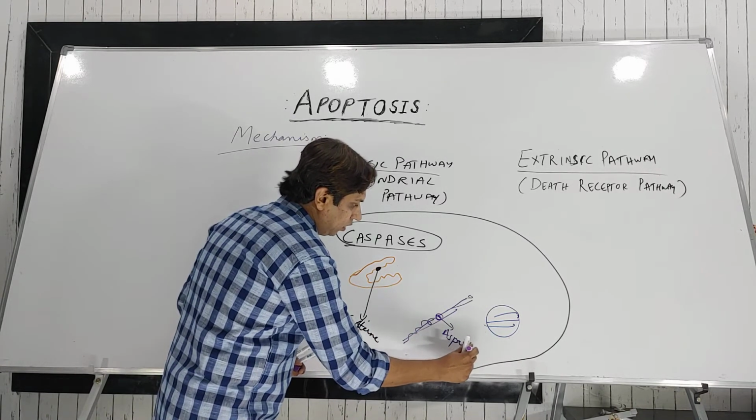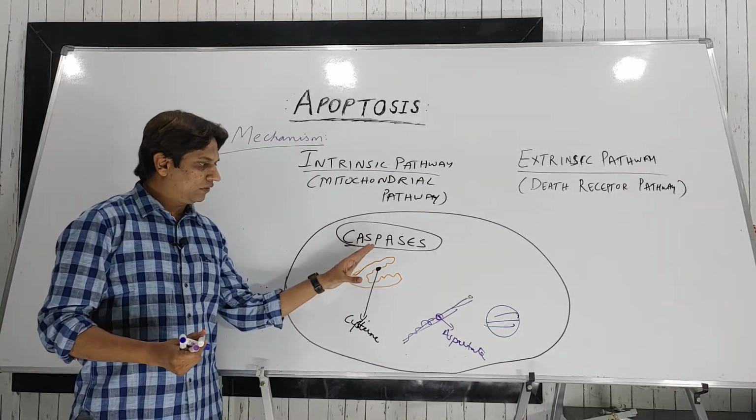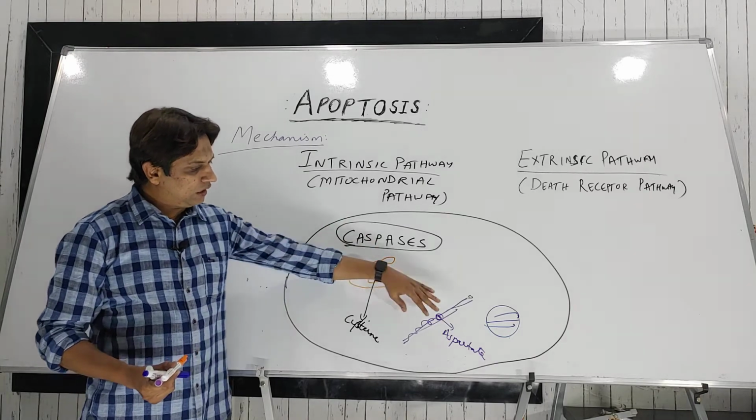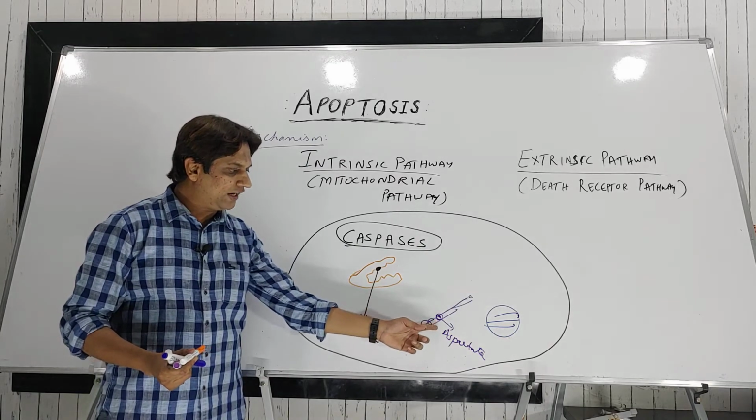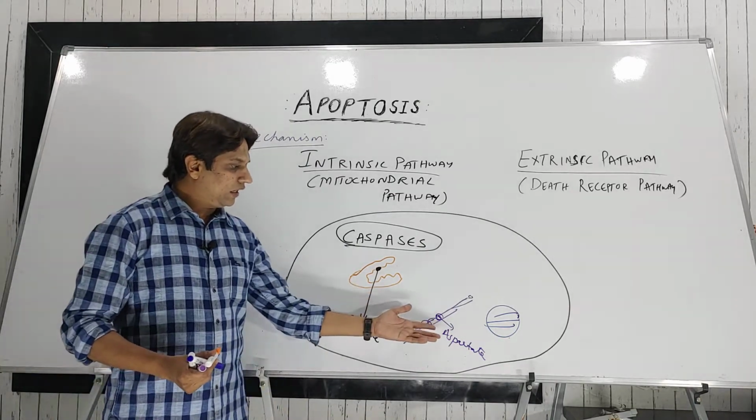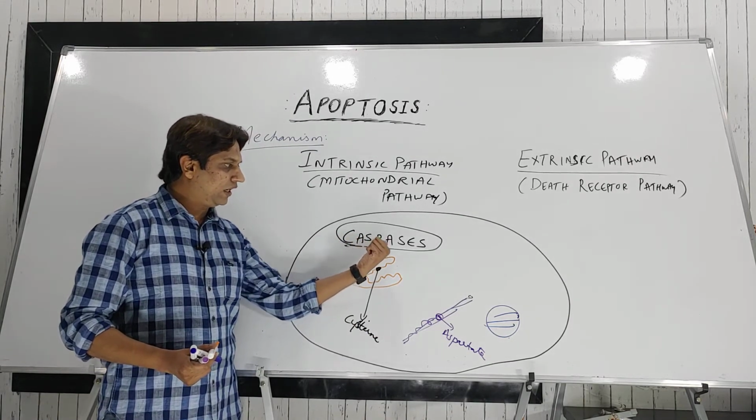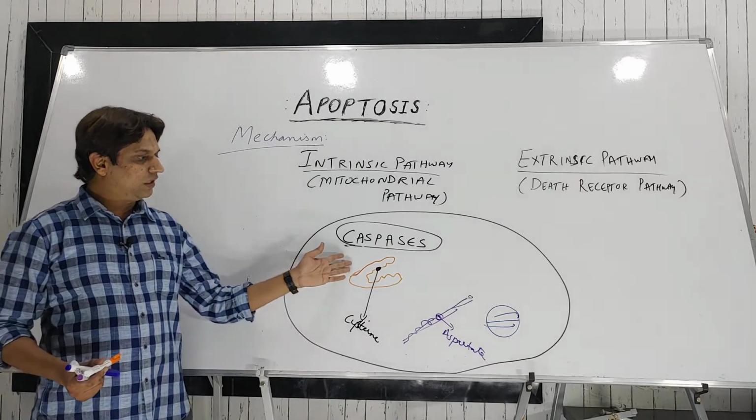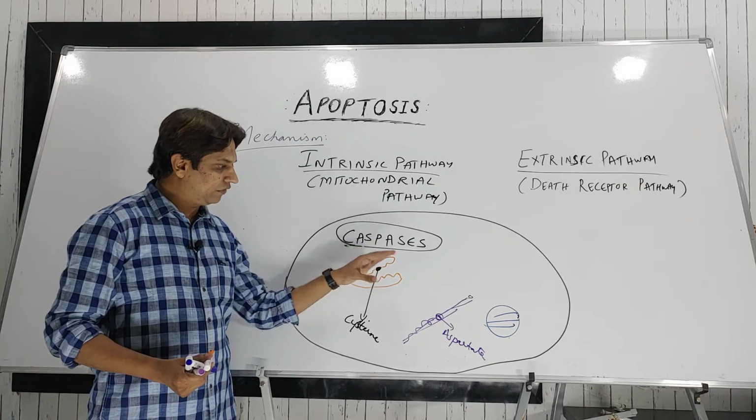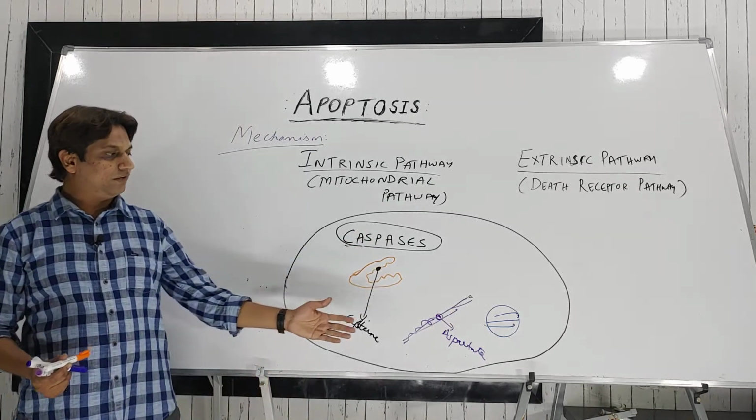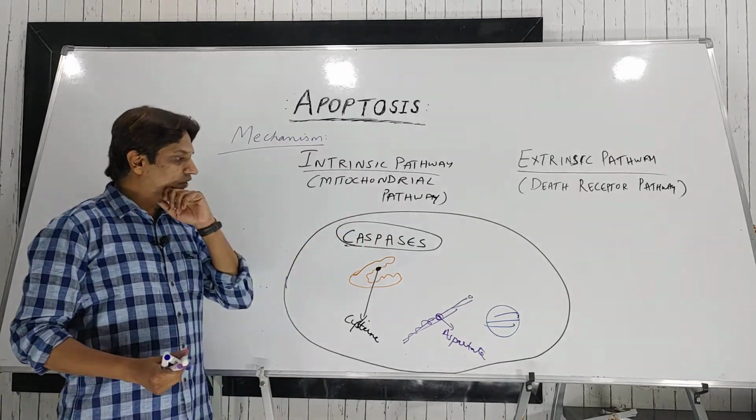This caspase enzyme, or protease, will digest the different organelles or proteins at which site? Aspartate. So that's why the name: C stands for cysteine, ASP stands for aspartate, and it is a protease. So it is a protease which has cysteine on its active site, and it will act on the aspartate site of the different proteins. That's why the name given is Caspases. Remember, the most important thing is Caspases.